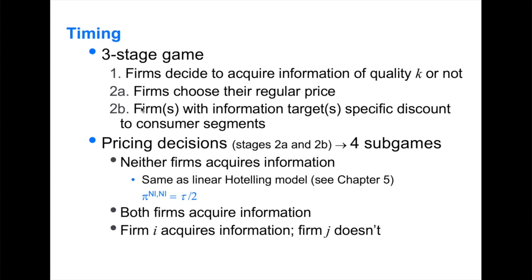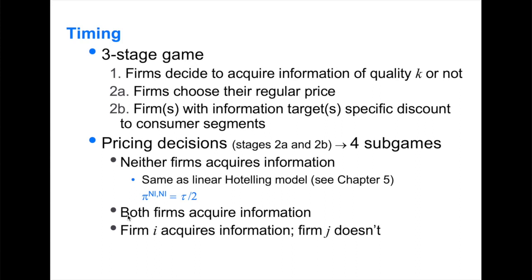If we look at stages 2A and 2B, there are 4 potential subgames according to the decisions that have been made at the first stage. In the first, neither firm acquires information. This is the Hotelling model that we have looked at so far. Both firms only know that consumers are located between 0 and 1. They don't have more information than that. Remember, in that case, the price would be equal to the transportation cost tau, and as both firms serve half of the market, the profit they make is tau divided by 2. NI here refers to the fact that firm 1 has no information and firm 2 has no information either. So this is one subgame.